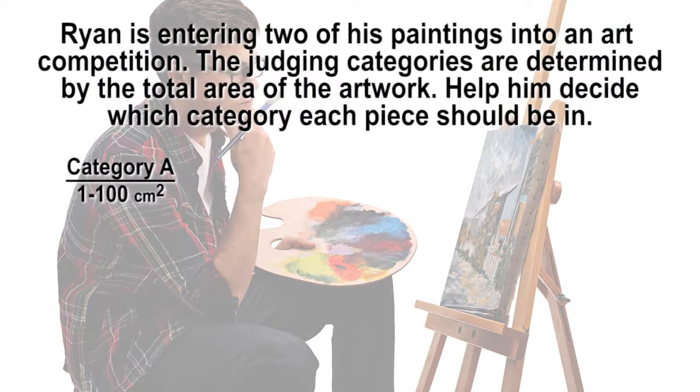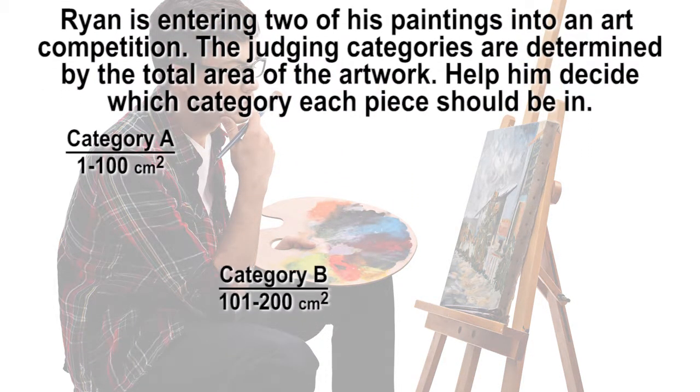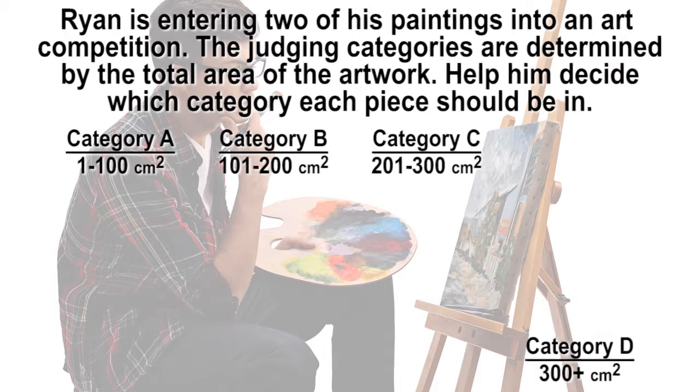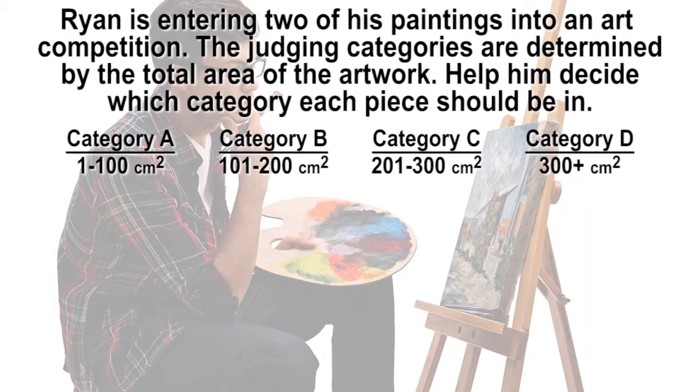Category A, 1 to 100 square centimeters. Category B, 101 to 200 square centimeters. Category C, 201 to 300 square centimeters. Or Category D, 301 or more square centimeters.